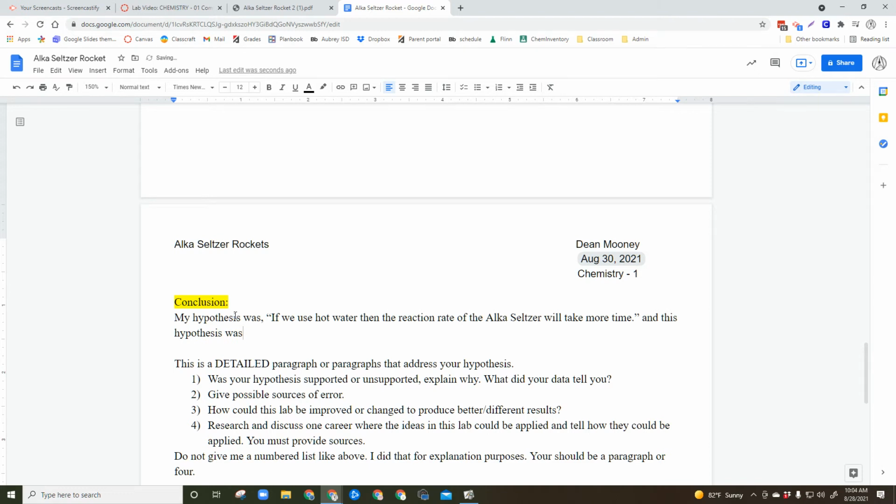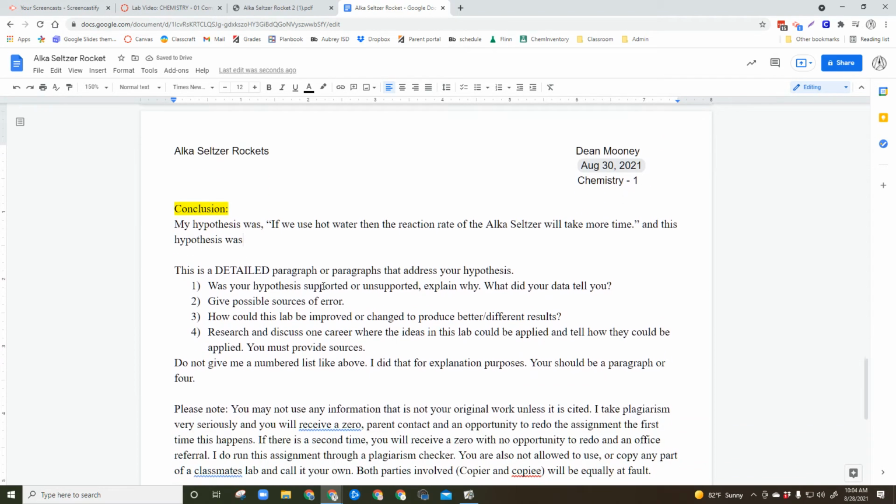And this hypothesis was, okay, we don't say true or false, correct, incorrect. No, no, no, no, no. We do not prove or disprove a hypothesis. We support or not support. That's the only words that I want you to use here. Okay? My hypothesis was if we use hot water, then the reaction time will take more time.